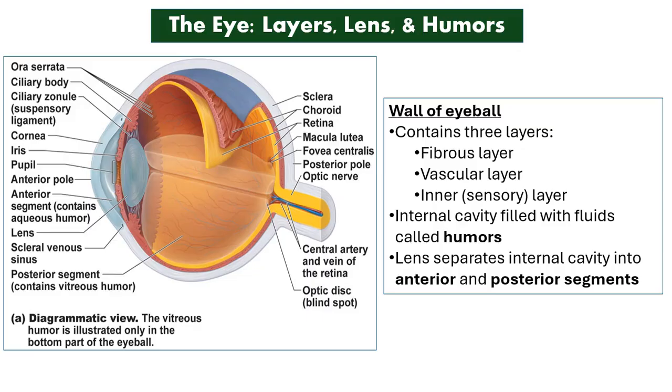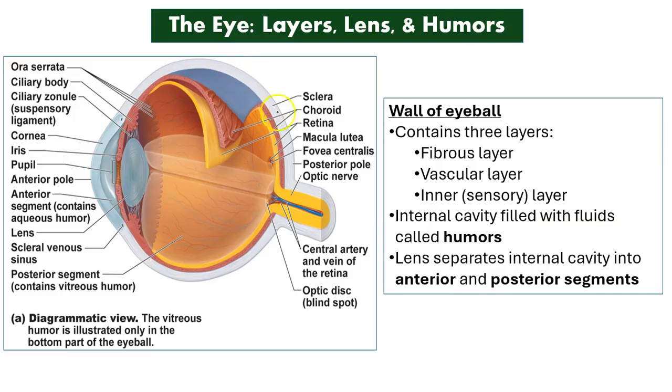So first, let's talk about the wall of the eyeball. It's going to contain three layers. We have the fibrous layer, the vascular layer, and the inner sensory layer, sometimes called the retinal layer as well. Okay, so just keep that in mind. We're going to first focus on fibrous, then we'll talk about vascular, then we'll talk about the retinal layer, and then we'll talk about the internal cavities filled with fluids called humors, and of course lenses. Because in order to create these cavities, the lens is going to help separate them into an anterior and posterior segments. So let's go ahead and look into some details.